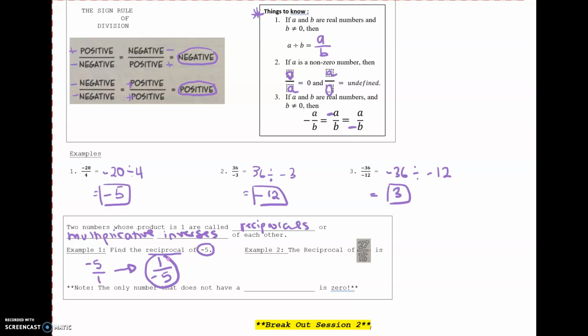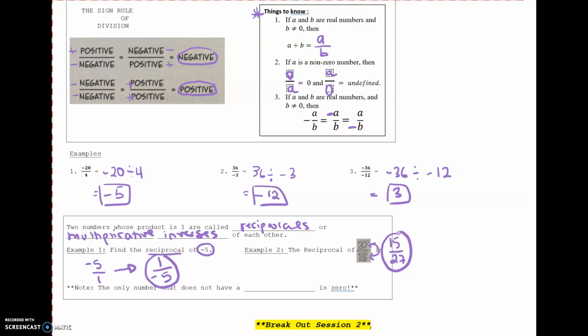Okay. If we take a look at the second example, I already have a fraction. All you would do is flip over the fraction to get the reciprocal. So the reciprocal of 27/15 would be 15/27, and that's your reciprocal.